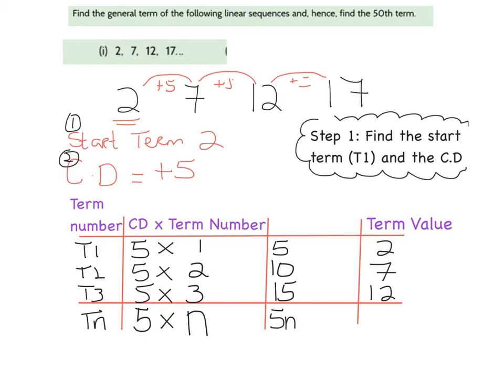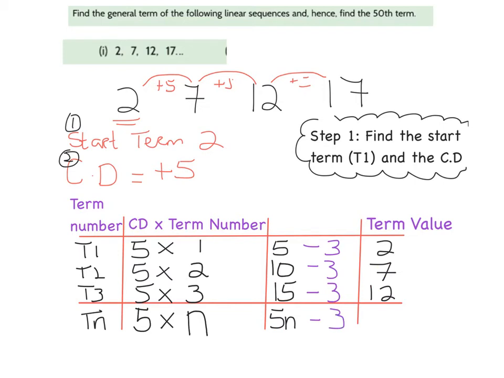Okay, so that bit there is really important. I now go up to this column, and I'm going to try and figure out, well, what did I do to this 5 to get a 2? And the answer is, I subtracted 3. What did I do to this 10 to get a 7? Again, I subtracted 3. And the 15 to get a 12, I subtracted 3. So if it was 5n, what would I be doing here? I would be subtracting 3.